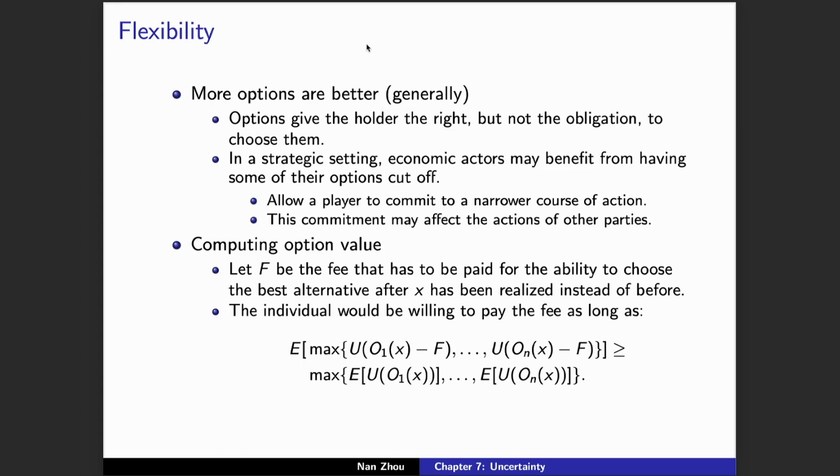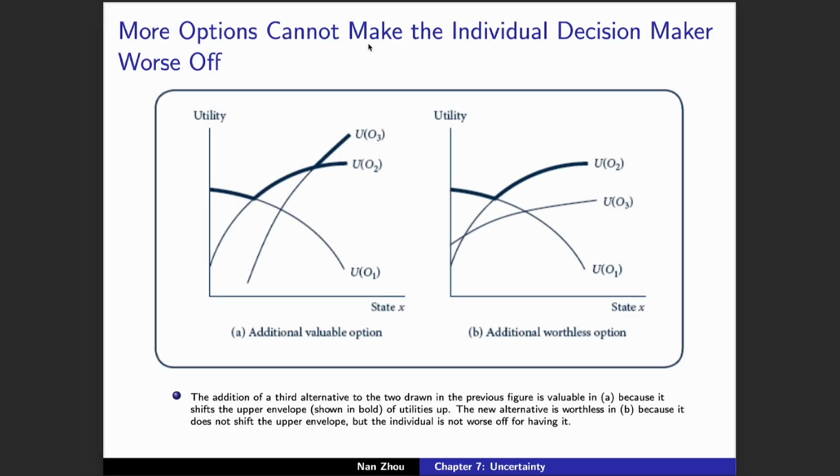However, we're not going to deal with these sorts of problems in this chapter. In general, having flexibility is valuable enough that individuals are usually willing to pay a price in order to retain this option. This diagram shows the effect of adding a third option.